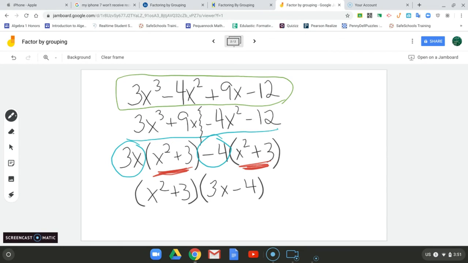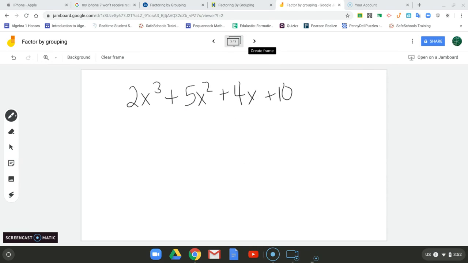So as you can see, it doesn't matter which way you do the problem. You're going to get the same answer. It's a matter of which factor you have first. But again, it really doesn't matter because you're multiplying. Multiplication is commutative, so the order is really not important. Let's look at another example.